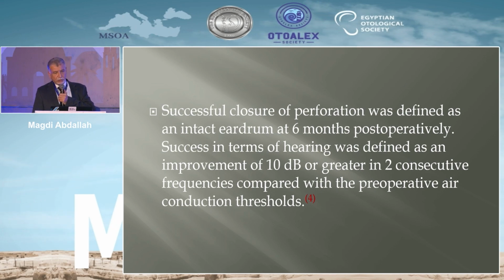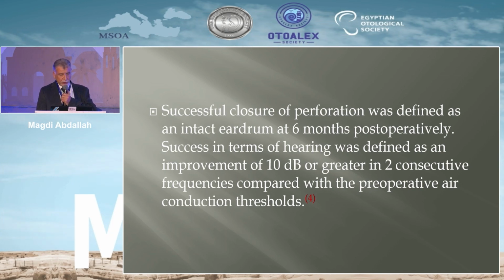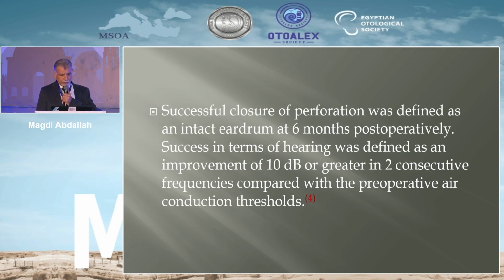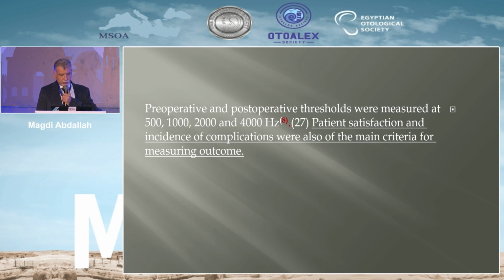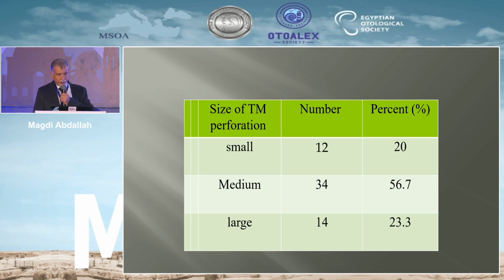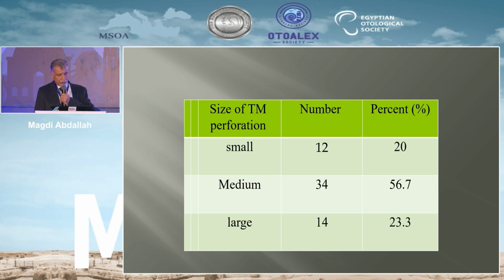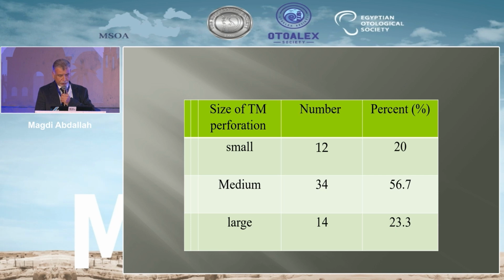In our results, successful closure of the tympanic membrane was defined as an intact tympanic membrane for at least 6 months postoperatively. Success in terms of hearing was defined as improvement of at least 10 decibels or greater on 2 consecutive frequencies compared with the preoperative data. The size of the tympanic membrane perforation was small in 12 cases, medium in 34 perforations, and large in 14 perforations.